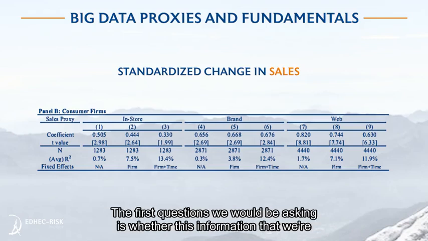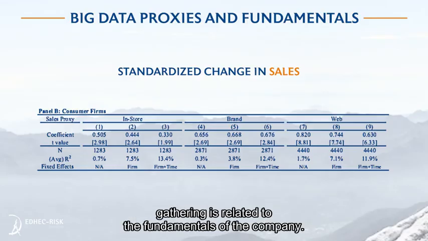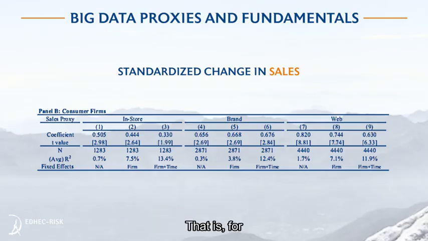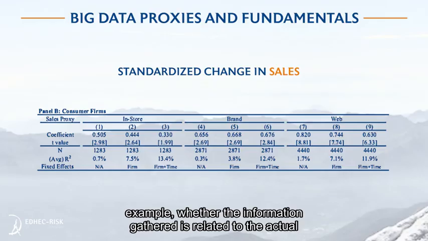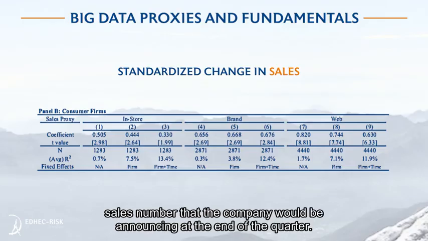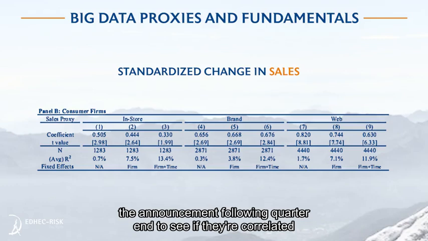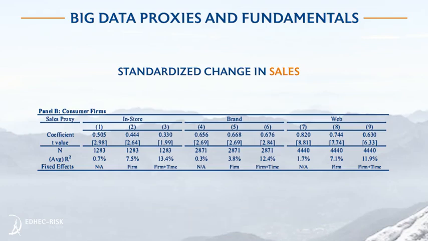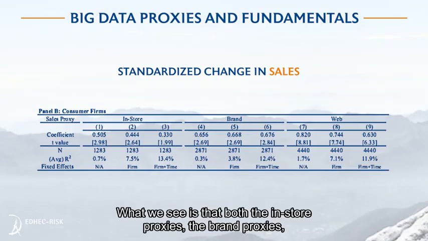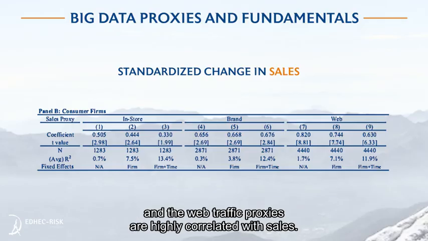The first question we would be asking is whether this information that we're gathering is related to the fundamentals of the companies. That is, for example, whether the information gathered is related to the actual sales number that the company would be announcing at the end of the quarter. Again, we measure these proxies throughout the quarter and then wait for the announcement following quarter end to see if they're correlated with what we measured. What we see is that the in-store proxies, the brand proxies, and the web traffic proxies are all highly correlated with sales.